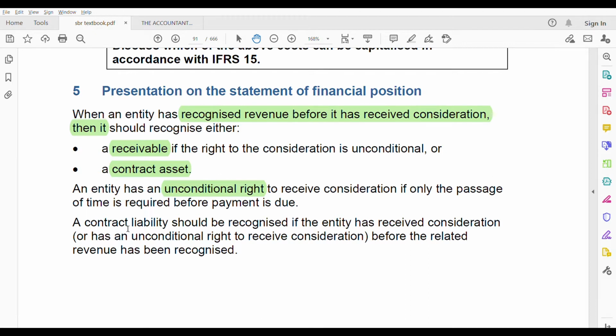A current liability should be recognized if the entity has received the consideration or has an unconditional right to receive the consideration before the related revenue has been recognized. What if it's the other way around? You receive the consideration before you recognize the revenue. The entity received the consideration, you already have received your cash before you actually made the sales. Before you recognize the revenue, then what? Then recognize it as a current liability.